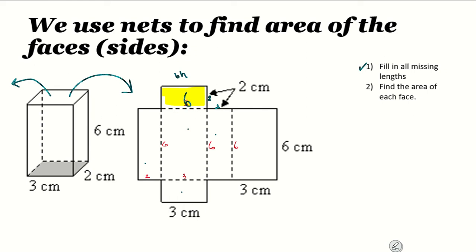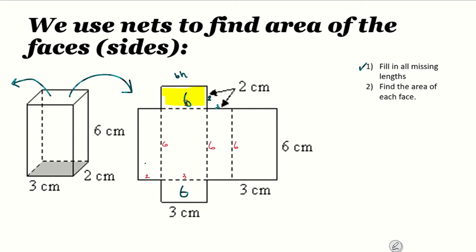Now, here's a trick, guys. You don't have to find every individual one. Usually there's an opposing side that's exactly the same, right? You see how that one matches this? So this would also be 6, right? Because that would be its matching side on the box. You see what I mean? What I mean is this. This bottom right here that would have an area of 6 would match the top that also would be the exact same thing. So that's what I'm talking about when I say the opposing side.